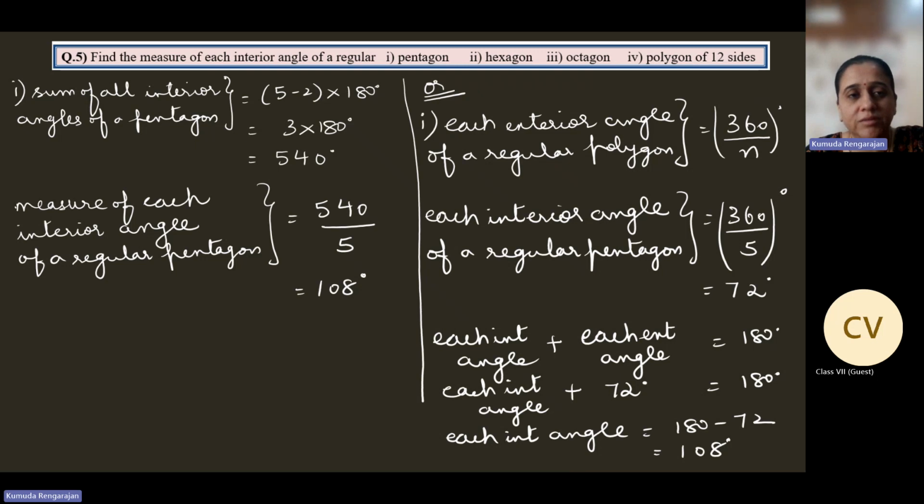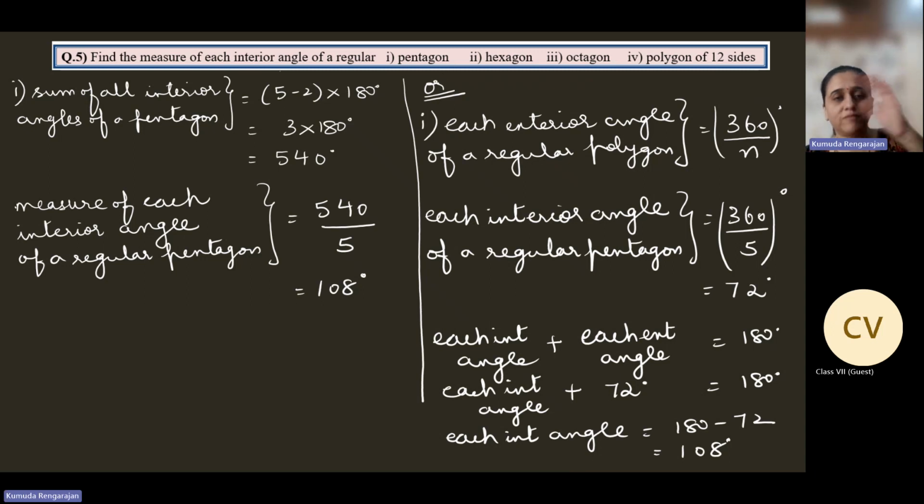See, the question is to find the measure of each. Please stop writing. Listen to me. The question is to find the measure of each interior angle. Each interior angle. Then it should be a regular polygon. Each means it should be regular. Only then you can find. So find the measure of each interior angle of a regular pentagon.